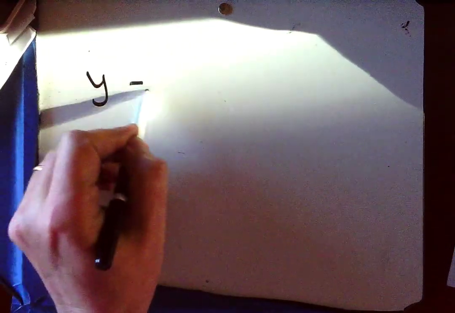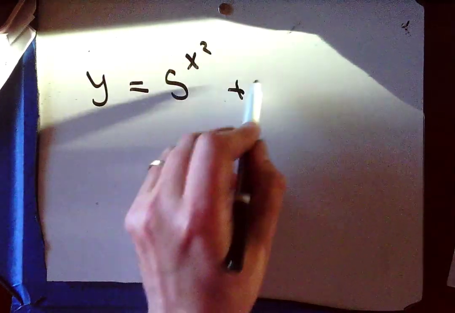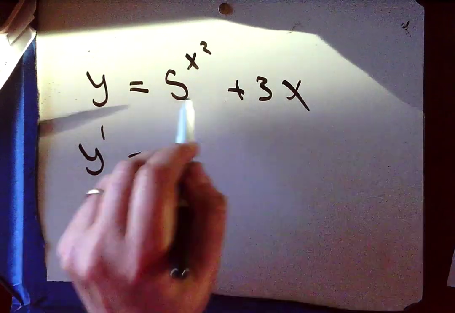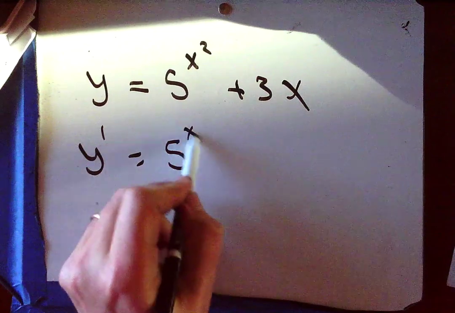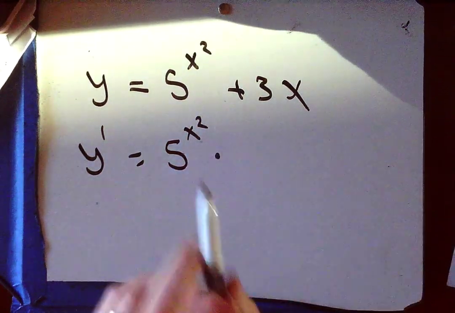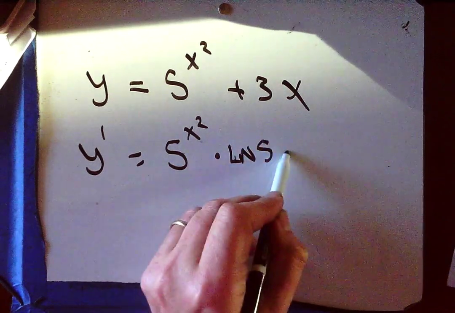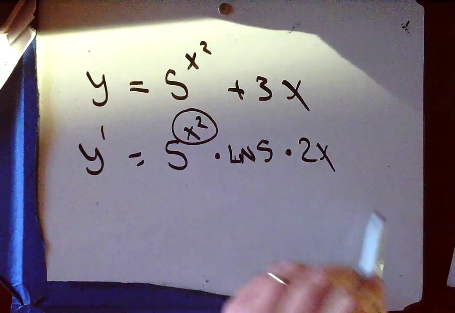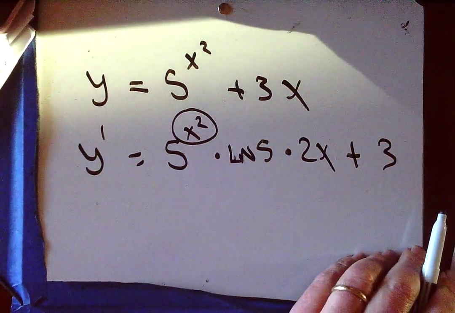So what happens if I have something like y equals 5 to the x squared plus 3x, and I want y prime? Well, the derivative of a to the stuff is going to be a to the stuff times ln of a, times, oh my god, you didn't forget chain rule, did you? 2x plus, hey, there's a derivative over here.